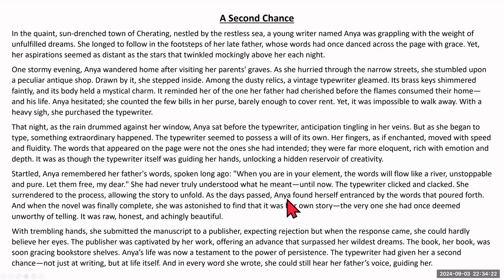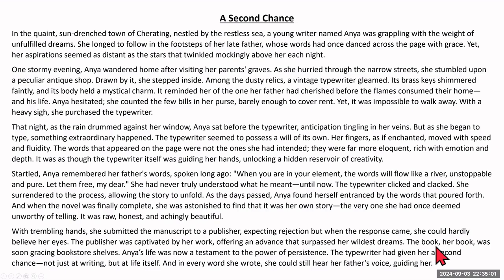As the days passed, Anya found herself entranced by the words that poured forth, and when the novel was finally complete, she was astonished to find that it was her own story, the one she had once deemed unworthy of telling. It was raw, honest, and achingly beautiful. With trembling hands, she submitted the manuscript to a publisher, expecting rejection, but when the response came, she could hardly believe her eyes. The publisher was captivated by her work, offering an advance that surpassed her wildest dreams.